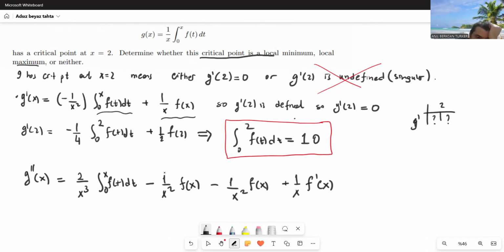So let's try to understand g double prime of x at 2. So let me put 2. So we have 2 over 8 times the integral from 0 to 2 of f(t) dt, so minus 1 over 4 f of 2, minus the same thing. So let me put 2 here.